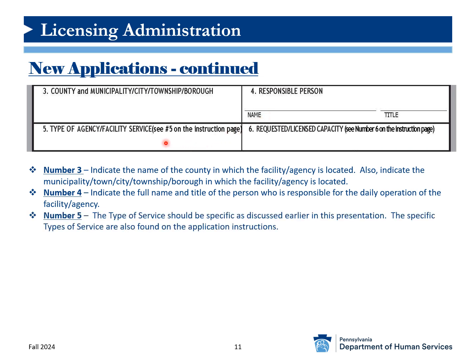Number 5 is the type of service, and this should be specific to those types of services that we indicated in the first few screens. The specific types of service are also found on the application instructions.